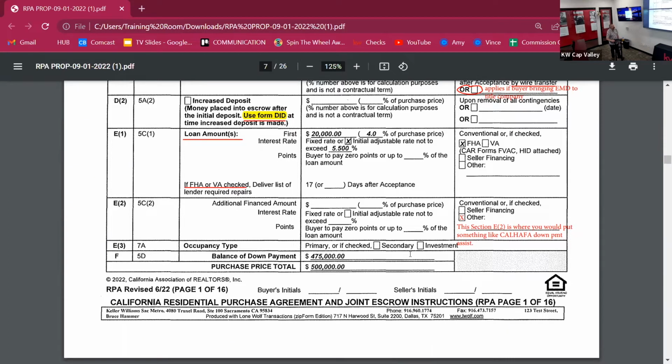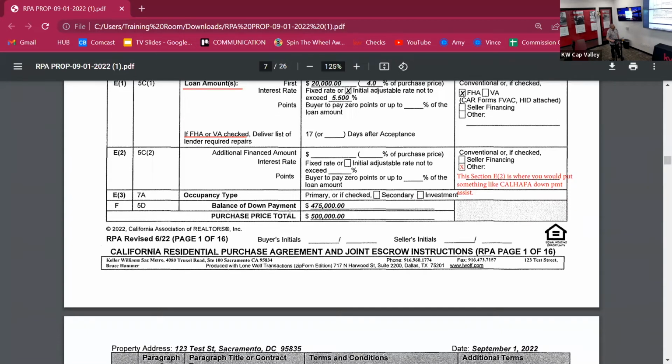All right, so this section here, we would fill in all this information if there was secondary financing, talking about down payment assistance, something like that. You hear the term CalHAFA, that's down payment assistance. That's really important.